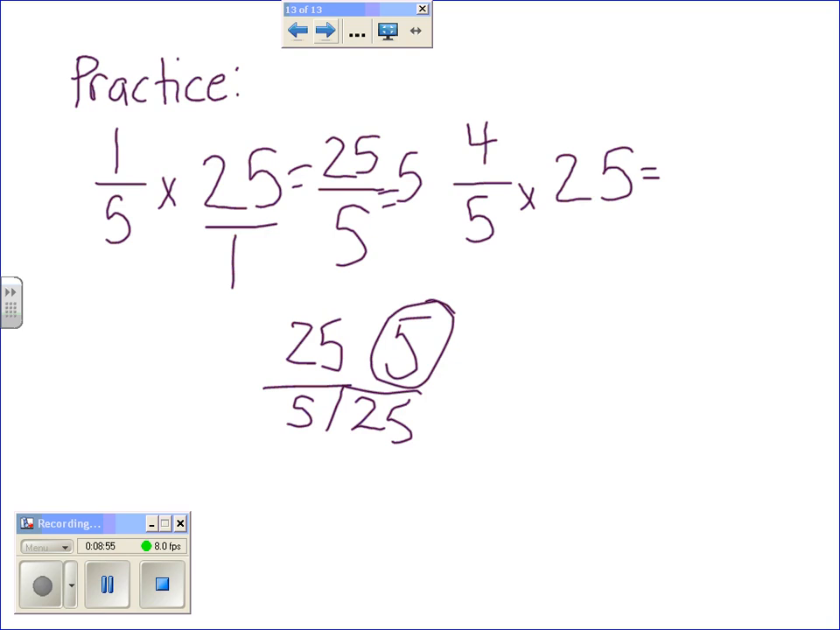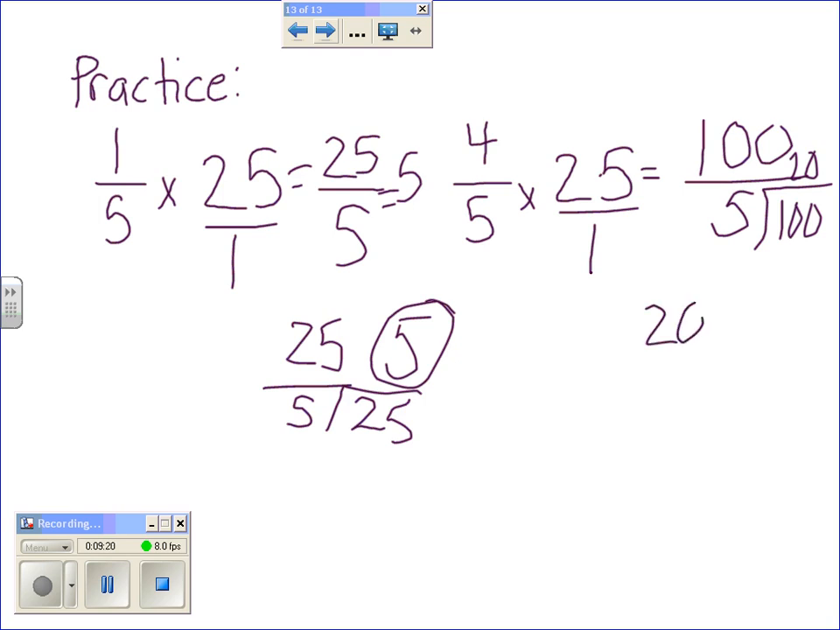Now we have 4/5 times 25. Again, rename the whole number as a fraction by putting it over 1 and multiply straight across. 4 times 25 is 100. 5 times 1, of course, is 5. I would divide to rename. 5 goes into 100 20 times. My answer would be 20.